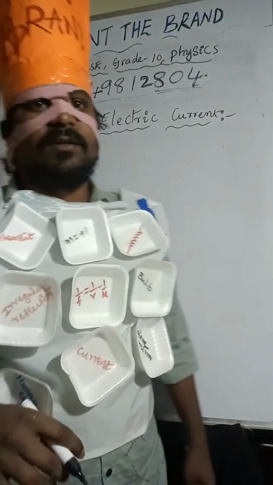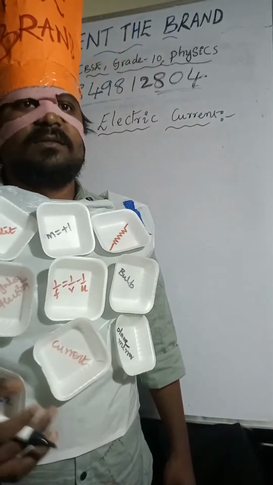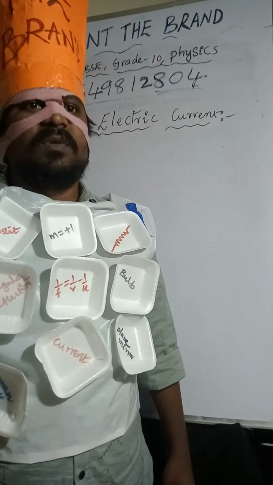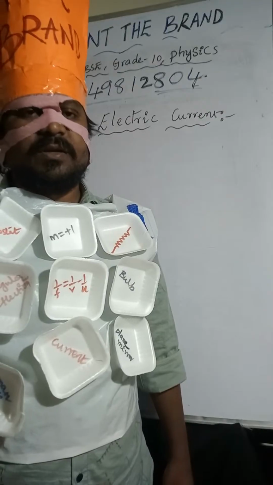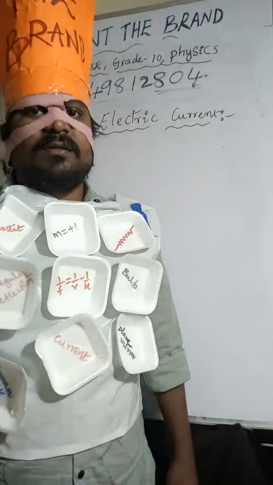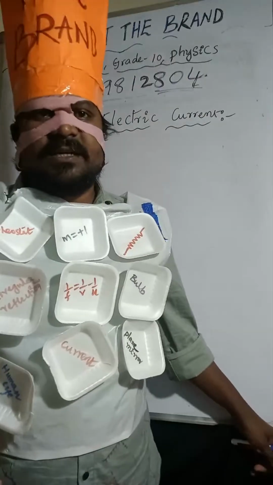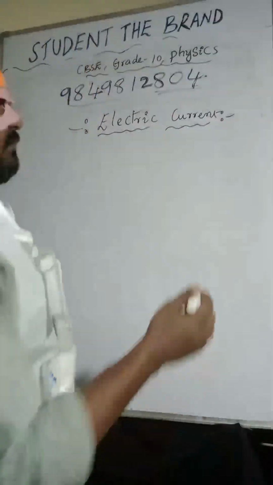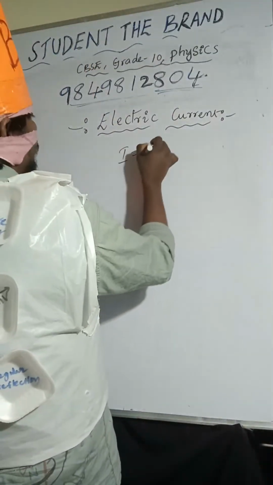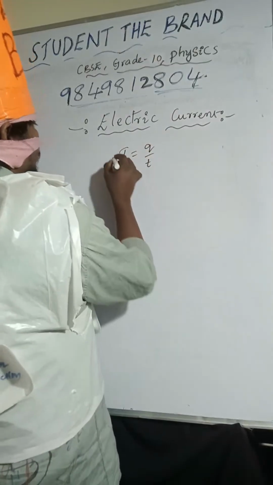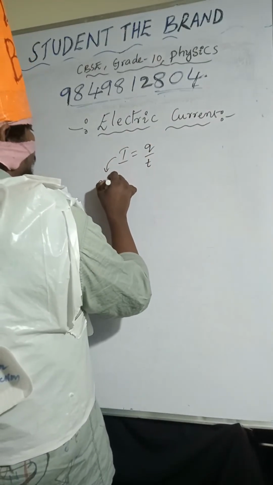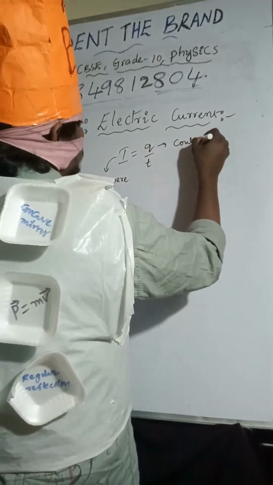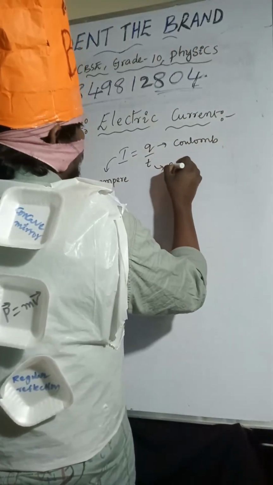Electric current: the rate of flow of charge is called electric current. Simply we can say, flow of charge per unit time. Flow of charge through unit cross section area per second is called electric current. I equal to Q by T. SI unit of current is ampere. SI unit of charge is coulomb. SI unit of time is second.